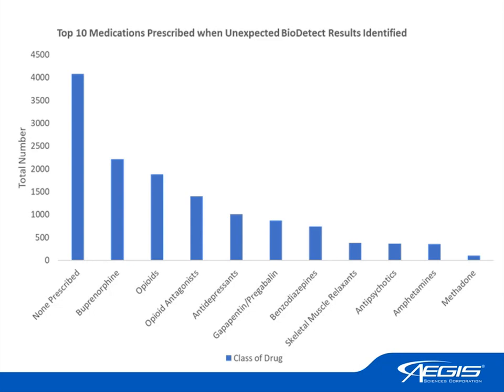So I think what you're representing here is that unexpected BioDetect results, while they can be found in a lot of different arenas, tend to hit three buckets: chronic pain management, substance use disorder, namely opioid use disorder, as well as your behavioral health arena. So, already really high risk populations.